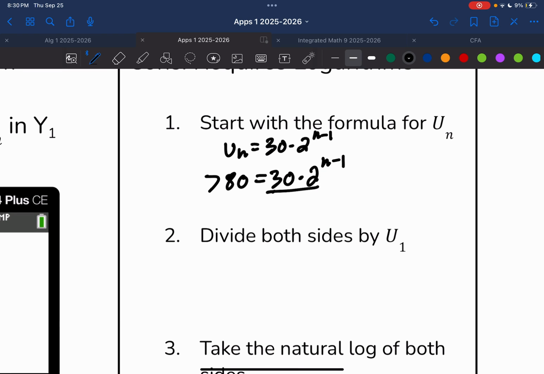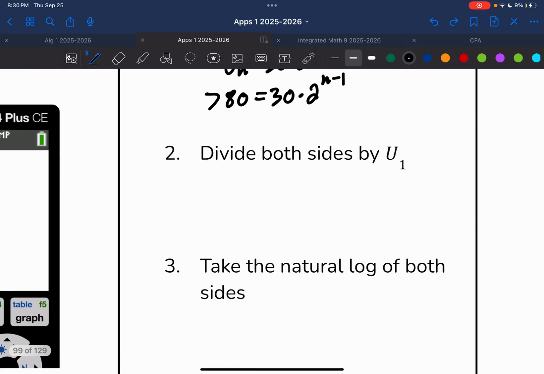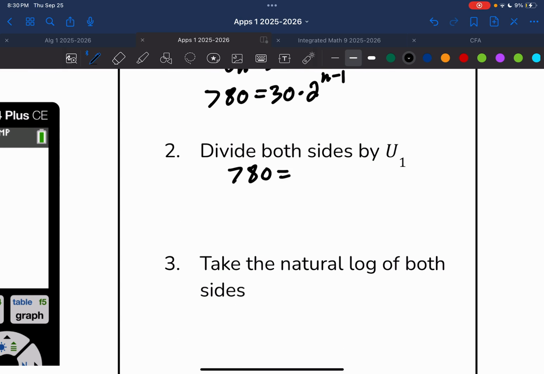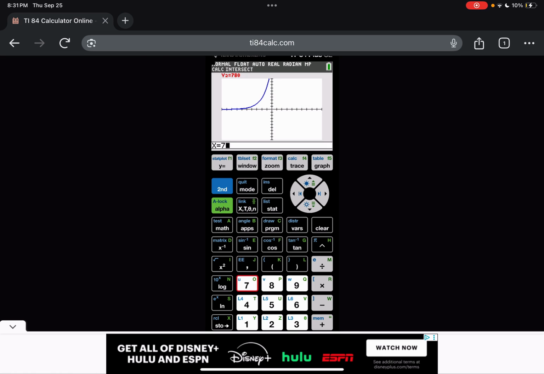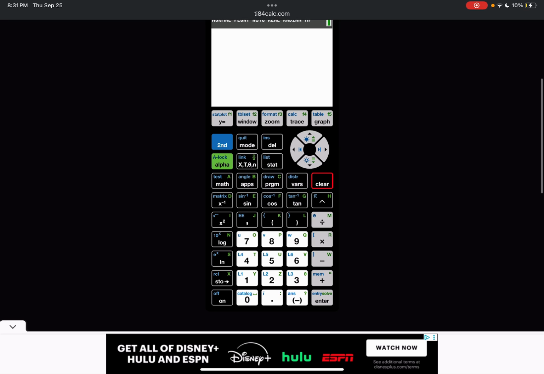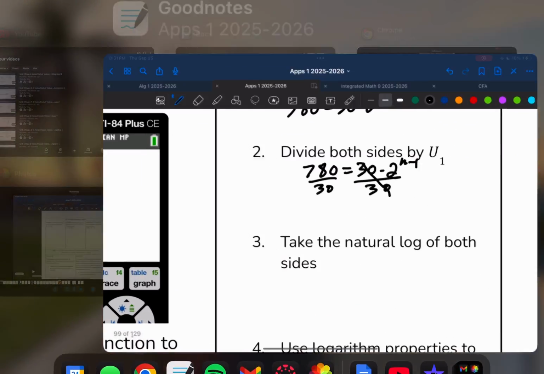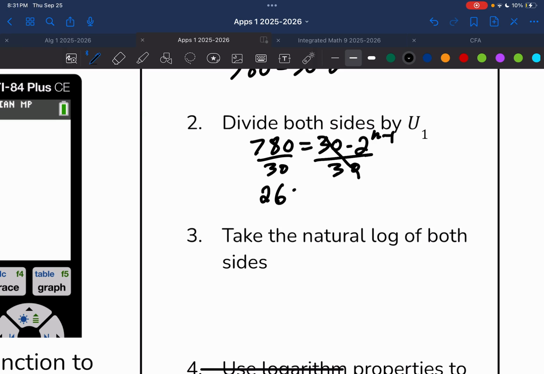And the first step we want to do is divide both sides by 30. All right, so actually I'm going to do that down here. Just going to rewrite it. 780 is equal to 30 times 2 to the n minus 1. We can divide both sides by 30. Cancel there. We want to figure out what 780 divided by 30 is. 780 divided by 30. So that's going to be 26. And we have 26 is equal to 2 to the n minus 1.